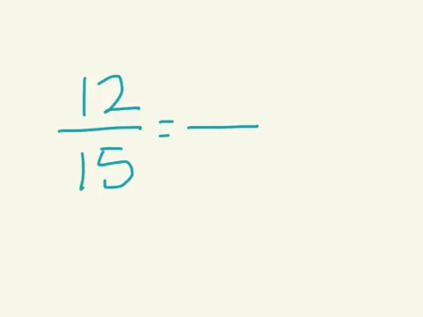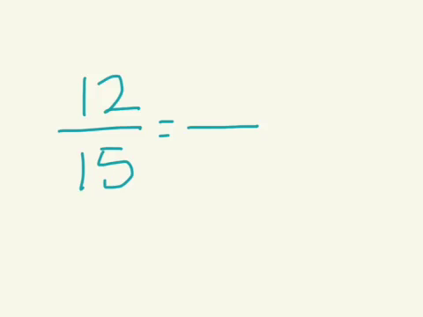Let's show how we can make an equivalent fraction by using division. Let's do 12/15 to start with. Think about how you could divide both the numerator and the denominator by the same thing to get an equivalent fraction. Think about the ways that you can make 12 in terms of factors. 1 times 12, 2 times 6, 3 times 4. And think about the factors that make 15.